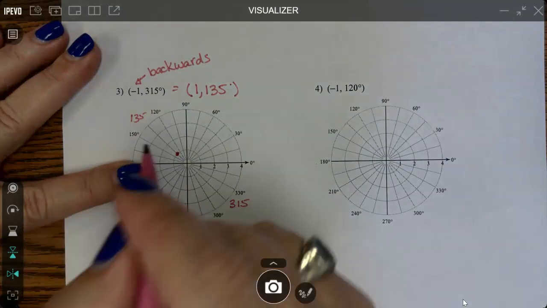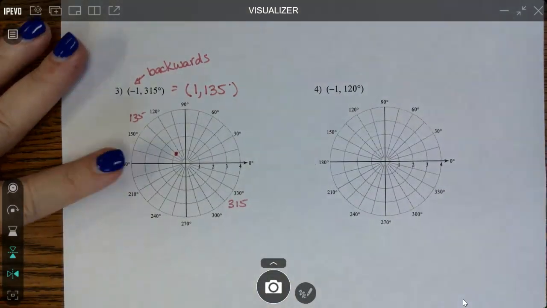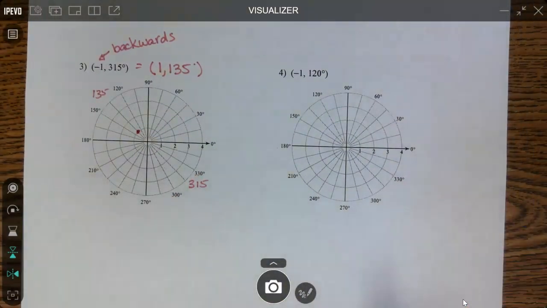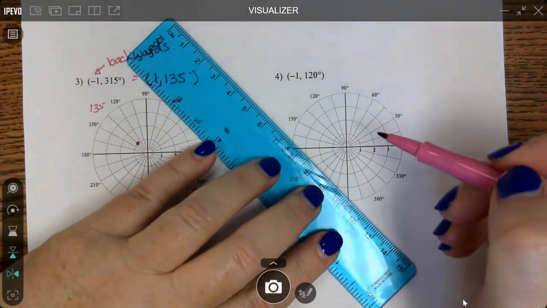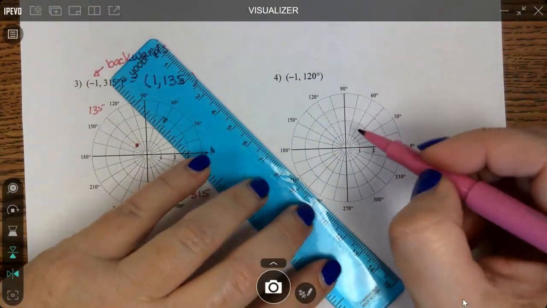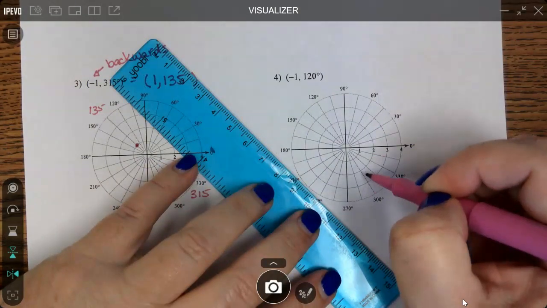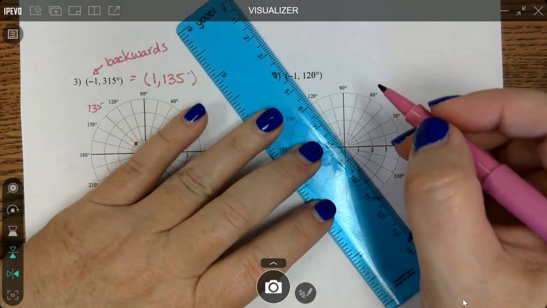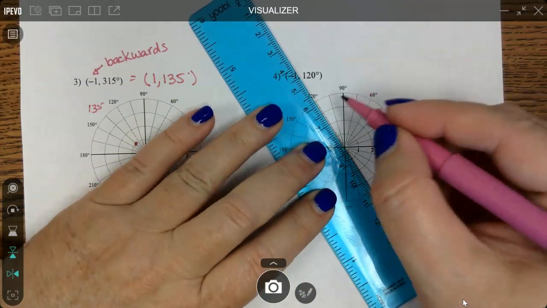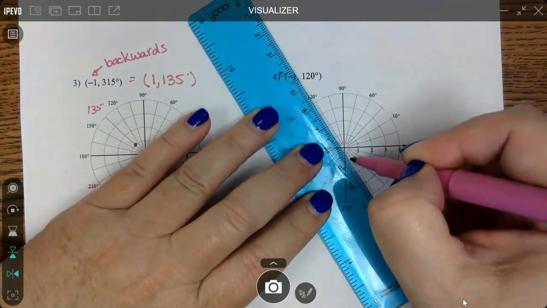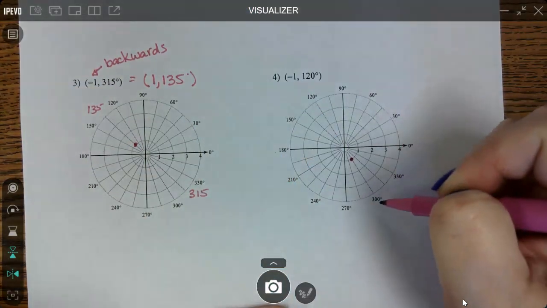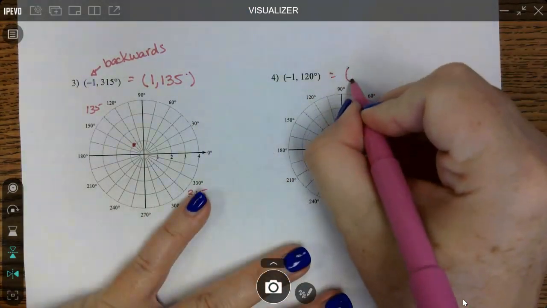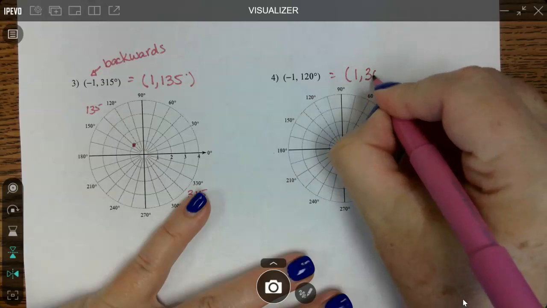So let's try this again. So here's 120, and you want to just be careful because I'm guilty of this. Sometimes I get lost with all these lines. So -1, we're going to go backwards. So here's 120 degrees. We're going to go backwards. And see, that's going to put us at 1 and 300.